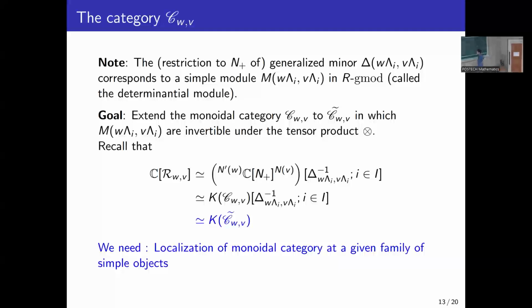Then we get the desired one, right? We actually know this isomorphism, and if it is invertible, then you get this. Localization of a ring means we make some elements invertible. So we extend the ring a little larger than the original one, requiring that the given elements are invertible. This is the corresponding procedure. So this is the goal: we need the localization of a monoidal category at a given family of simple objects.